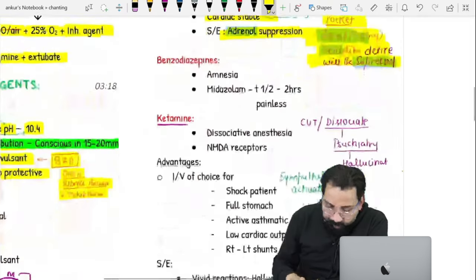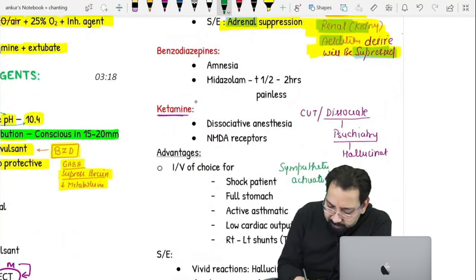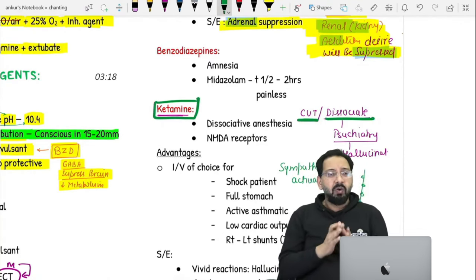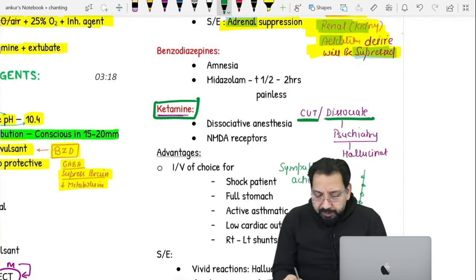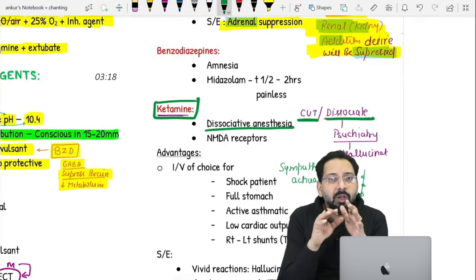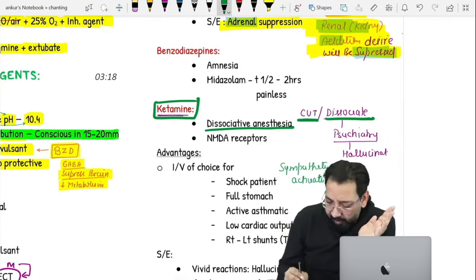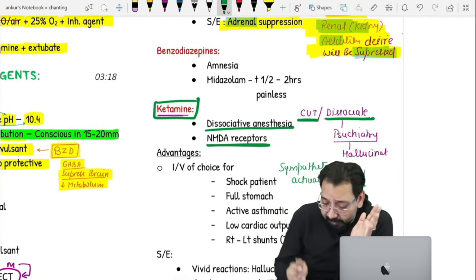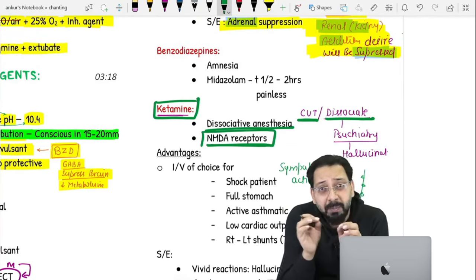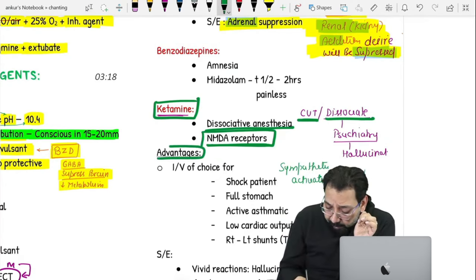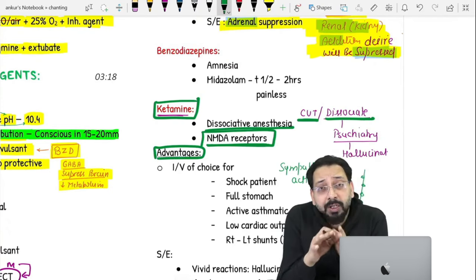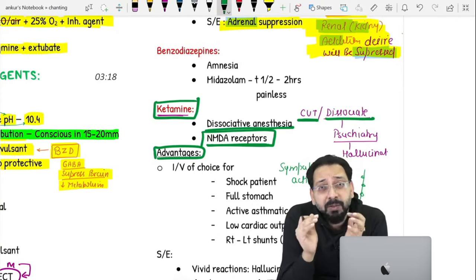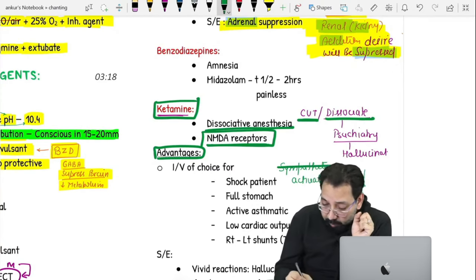Now ketamine. Keta is kata, cut or dissociate. So dissociative anesthesia. All the anesthetic agents are GABA receptor agonists, but ketamine is an NMDA receptor blocker. Advantage of ketamine is that it has sympathomimetic activity.